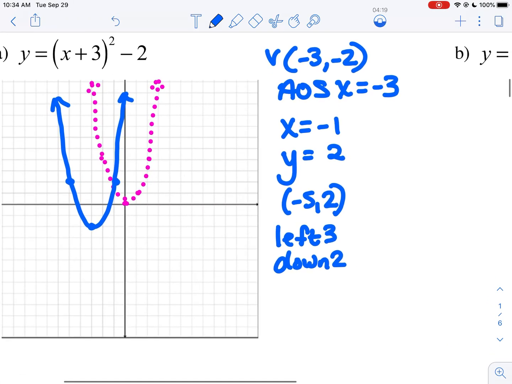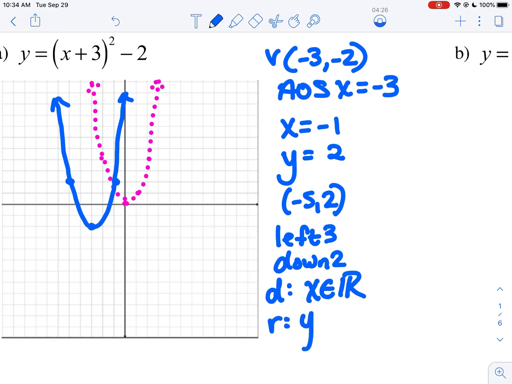If you wanted domain and range, the domain is all real numbers. The range then would be the set of all y such that y would be greater than or equal to that minimum point at the vertex. So y is greater than or equal to -2.